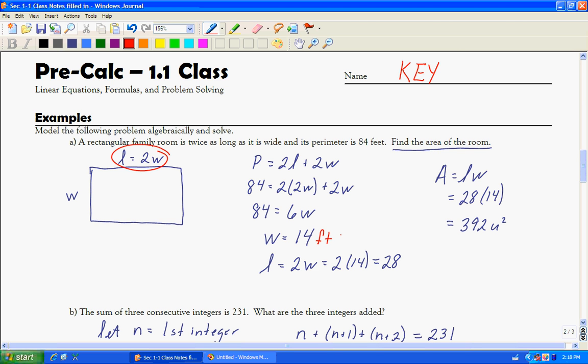Didn't have that on there. So then our length is twice the width, so twice of 14, so that's 28 feet. And then the question asks for area. It doesn't ask what length and width are. So area of a rectangle is length times width. So that's 28 times 14. And if we multiply those together, we get 392 feet squared is our area.